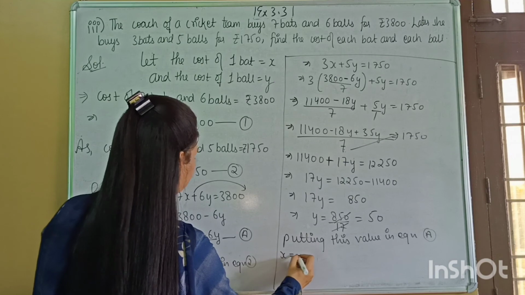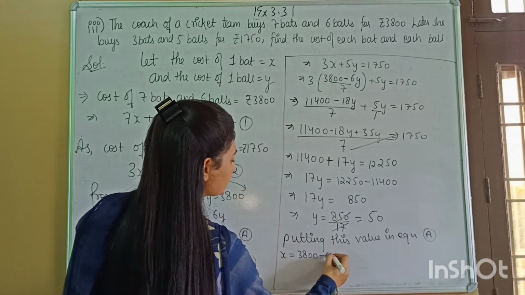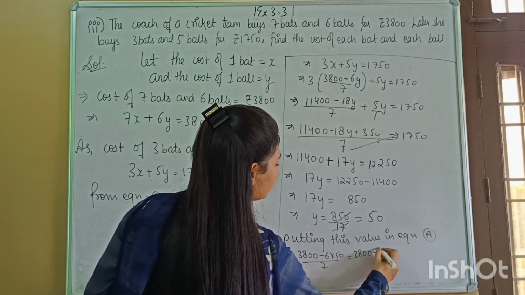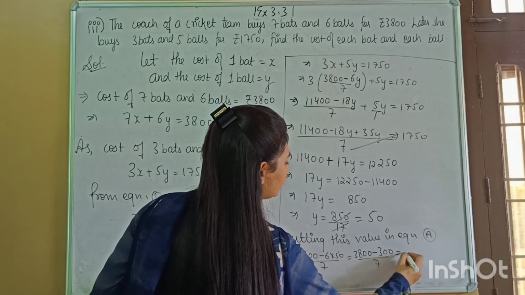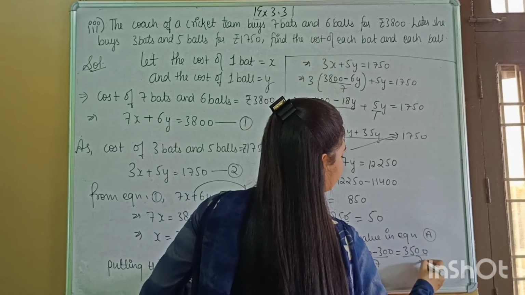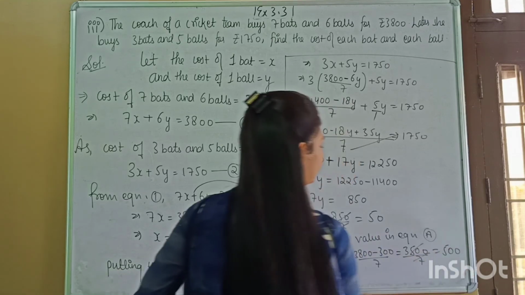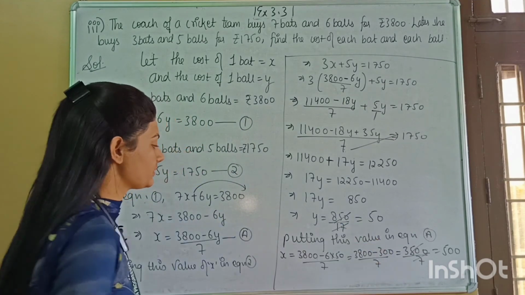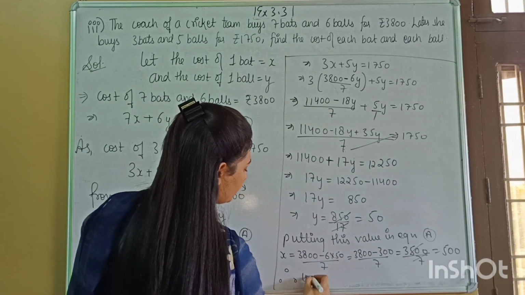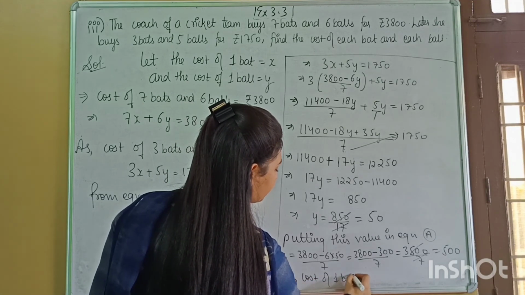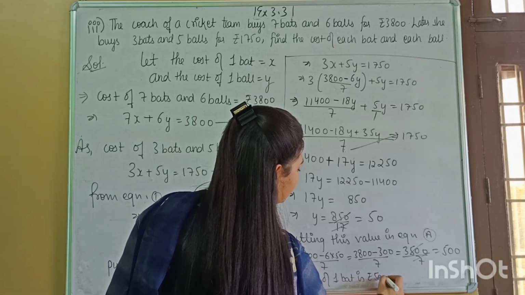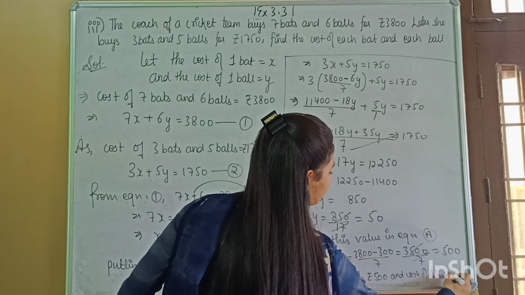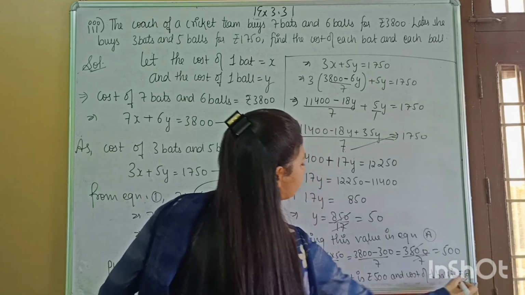So X is equal to (3800 minus 6Y) divided by 7, that is 6 into 50, so 3800 minus 300 divided by 7, that is 3500 divided by 7. So cancelling this we get 500. It means the cost of one bat is rupees 500 and the cost of one ball is rupees 50. Therefore, the cost of one bat is rupees 500 and the cost of one ball is rupees 50.